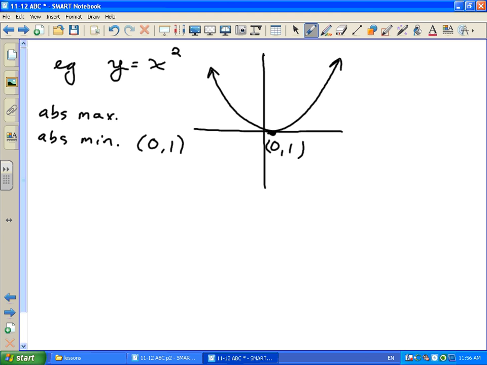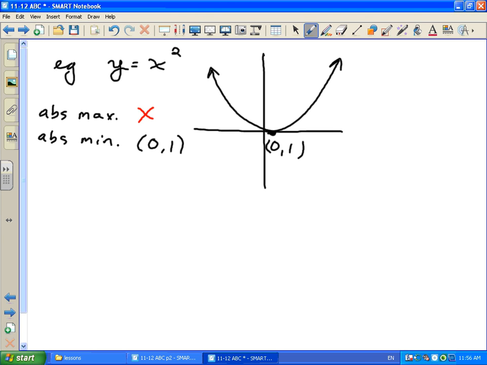Does this have an absolute maximum value? Yeah. It goes off to infinity in both directions. So this does not have an absolute maximum. So it's possible for it to have an absolute minimum, no absolute maximum.